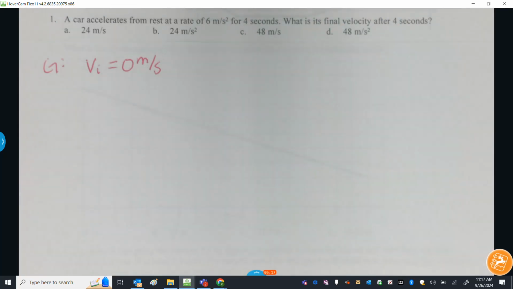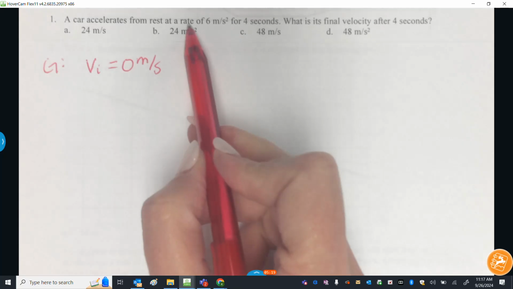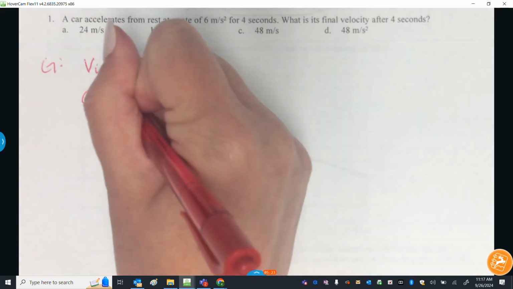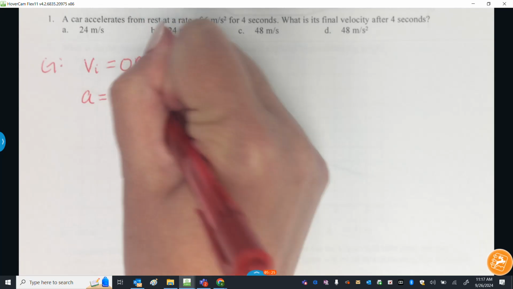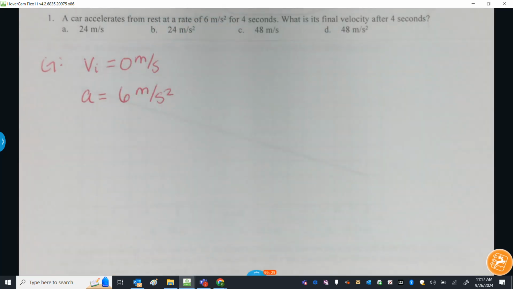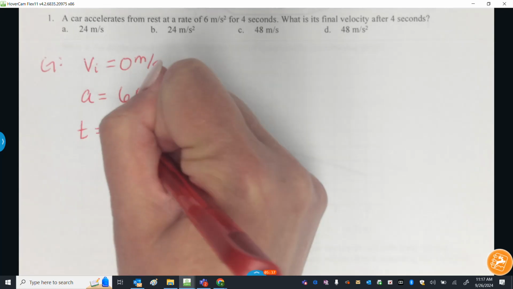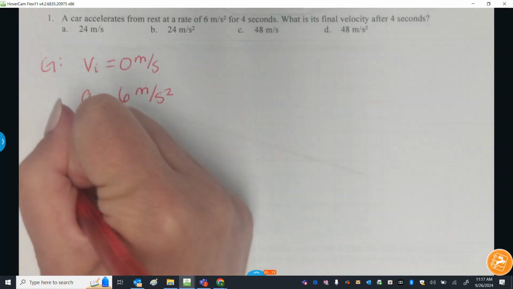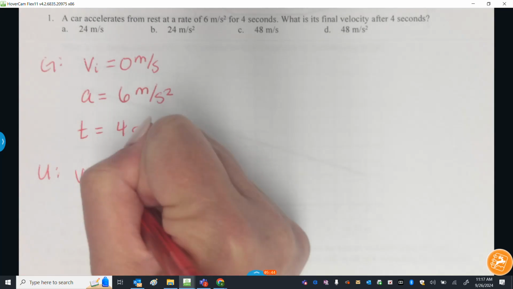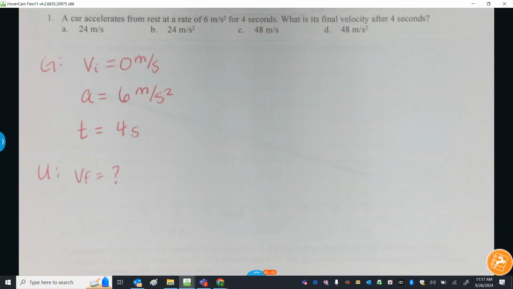I also have this value here, at a rate of 6 meters per second squared. If you weren't already sure, you can check the units. Meters per second squared is an acceleration unit, but hopefully you could tell by reading that that was referring to the acceleration. The time is also given to me in this question as 4 seconds, and we are looking for an unknown final velocity. So again, your problem-solving process starts here.